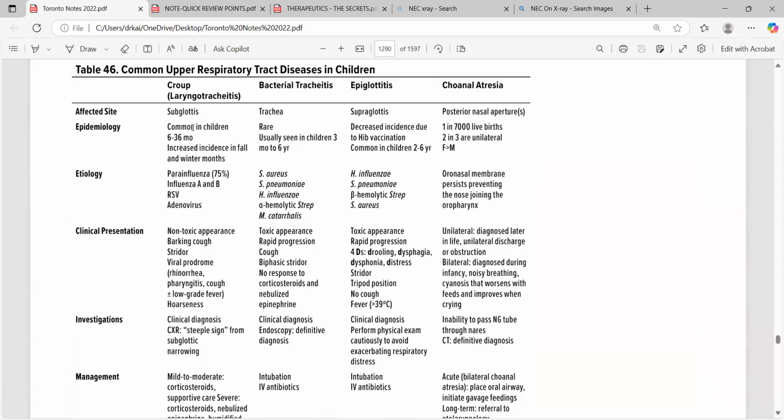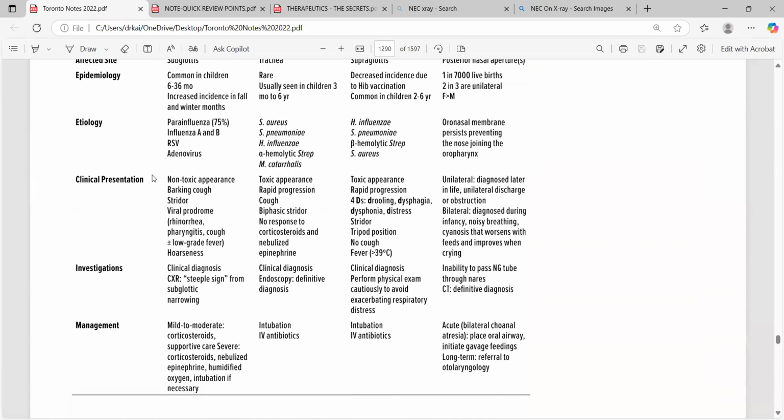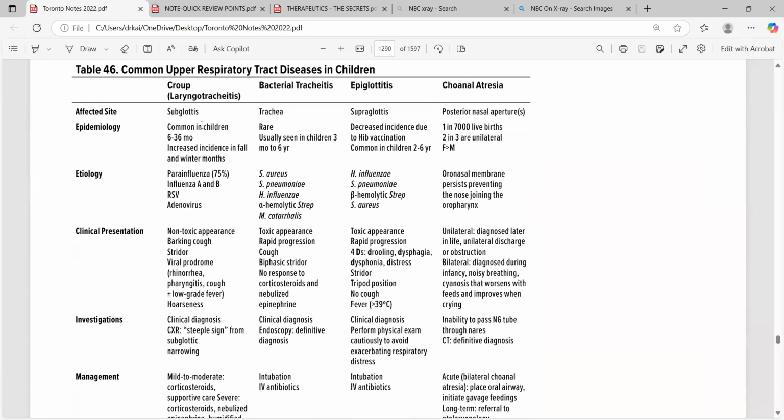Then this table: croup, bacterial tracheitis, epiglottitis, and choanal atresia. The main three are epiglottitis, bacterial tracheitis, and croup. Of these three, the most common are epiglottitis and croup, and of those two, the most common is croup. Just to let you know. Croup is subglottic, bacterial tracheitis is basically the trachea, epiglottitis is supraglottic, and choanal atresia is basically nasal.